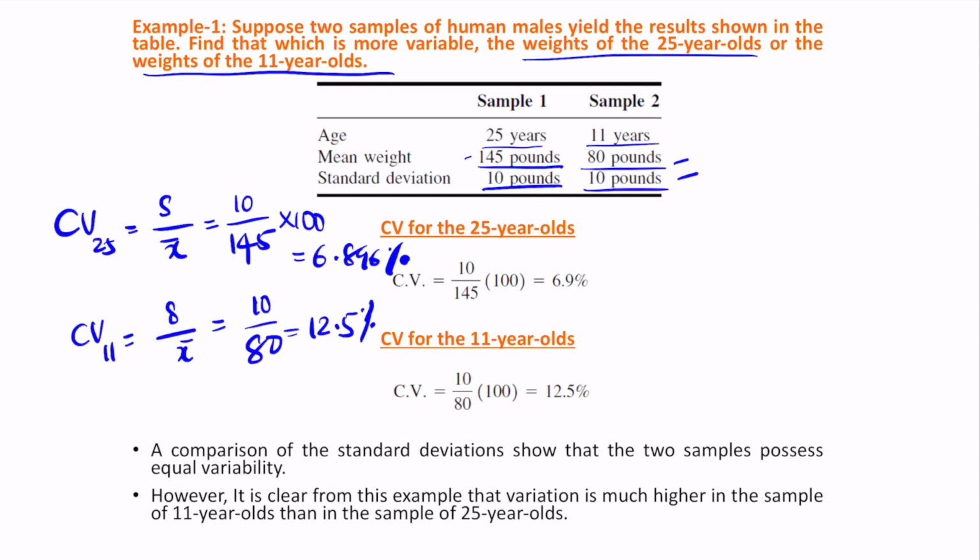So notice that before, when you wanted to compare, you would have said that both of them have the same standard deviation, but in reality the coefficient of variation is much larger for 11-year-olds than for 25-year-olds. So the 11-year-olds have a higher variation in the sample than the 25-year-olds. This is how we can calculate based on the data that is present.